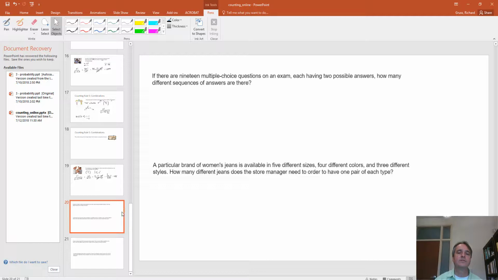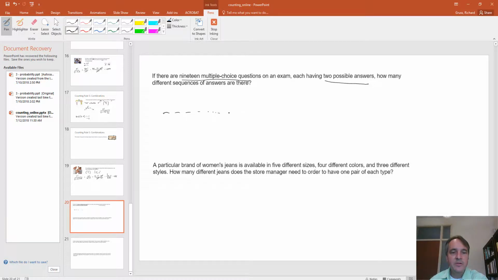Okay, so now that you have those, let's take a look at a few of the problems that are there on your homework. I'm not going to solve them all the way, but I'm just going to show you how you can go about applying these rules and how to recognize when a problem is an instance of one of these. So, if there are 19 multiple choice questions on an exam, each having 2 possible answers, how many different sequences of answers are there?